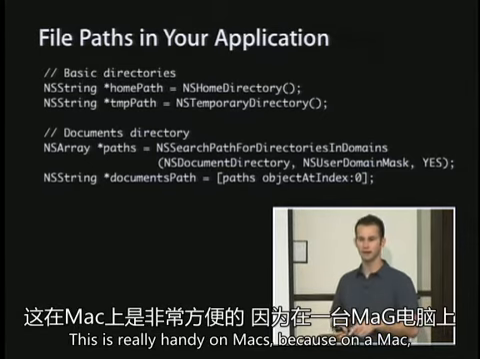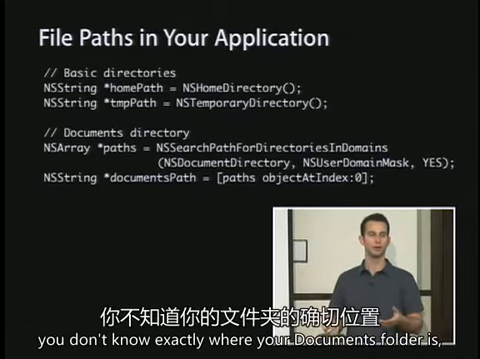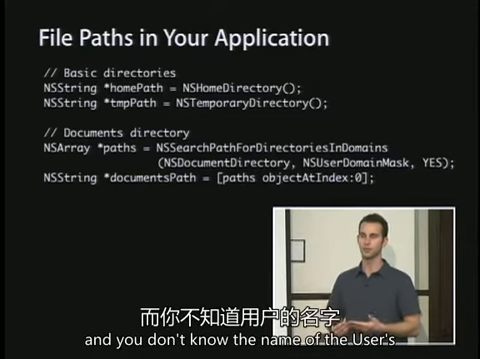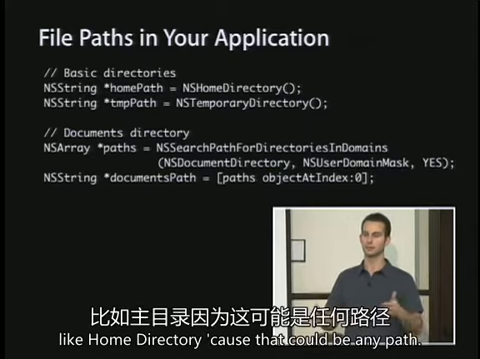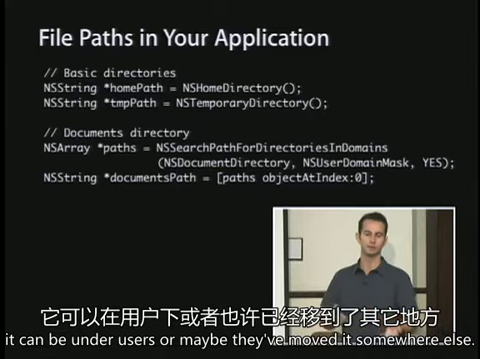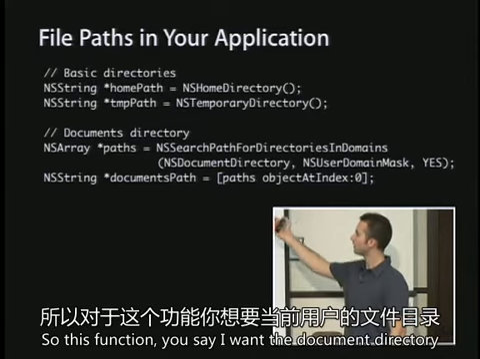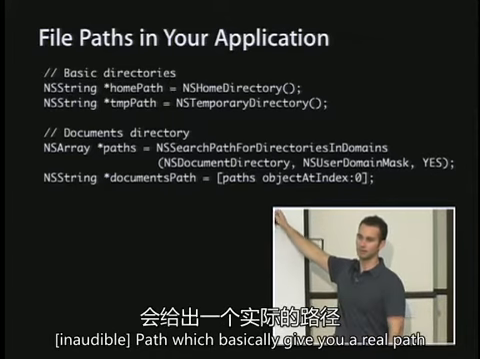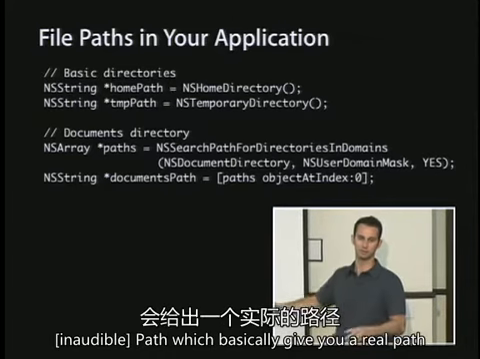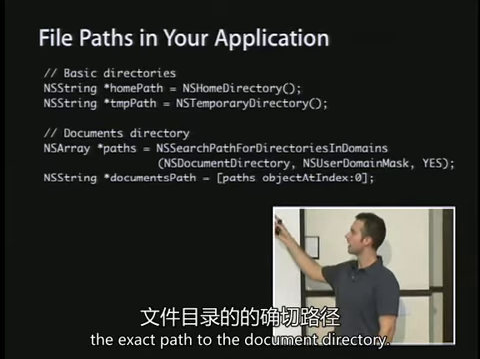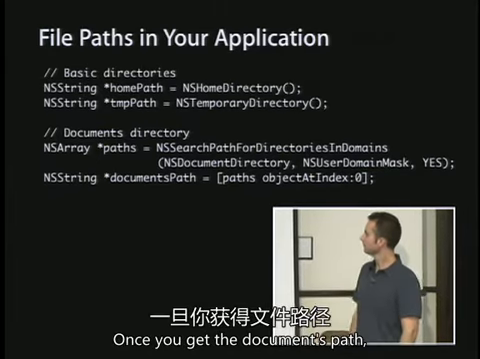This is really handy on Macs, because on a Mac, you don't know exactly where your documents folder is. It's inside the user directory, and you don't know the name of the user's home directory, because that could be in any path. It could be on a network server, it can be under Users, and maybe they've moved it somewhere else. So with this function, you say, I want the document directory for the user, and this last argument is called expandTilde, which basically gives you a real path. You check the docs, but you basically just want to pass YES there. This will give you the exact path to the documents directory.